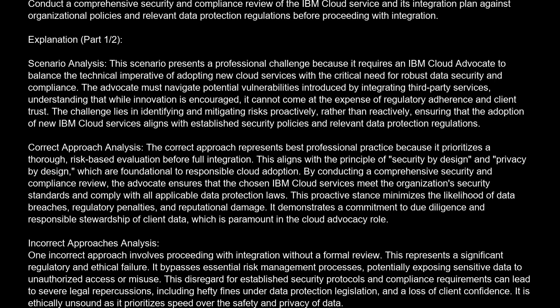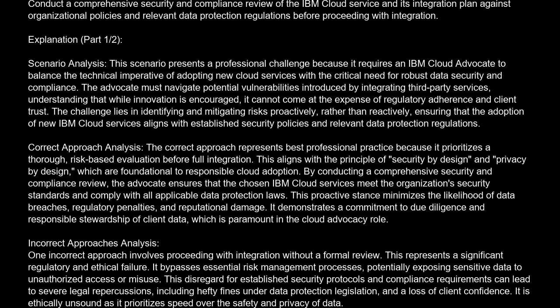This aligns with the principle of security by design and privacy by design, which are foundational to responsible cloud adoption. By conducting a comprehensive security and compliance review, the advocate ensures that the chosen IBM cloud services meet the organization's security standards and comply with all applicable data protection laws. This proactive stance minimizes the likelihood of data breaches, regulatory penalties, and reputational damage. It demonstrates a commitment to due diligence and responsible stewardship of client data, which is paramount in the cloud advocacy role.